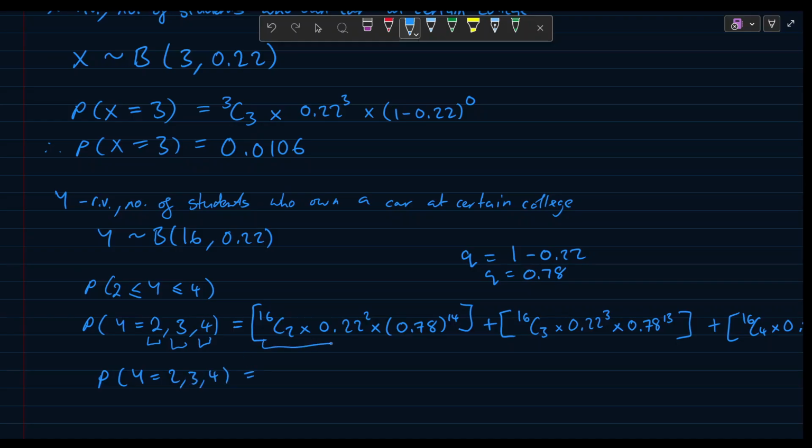Let's punch in each expression into our calculator. So let's start with 16 choose 2 multiplied by 0.22 squared times 0.78 to the power 14. That gives us 0.179205, to 6 decimal places, plus 16 choose 3 times 0.22 cubed times 0.78 to the power 13. So that's this expression, and it gives us 0.235877 to 6 decimal places.